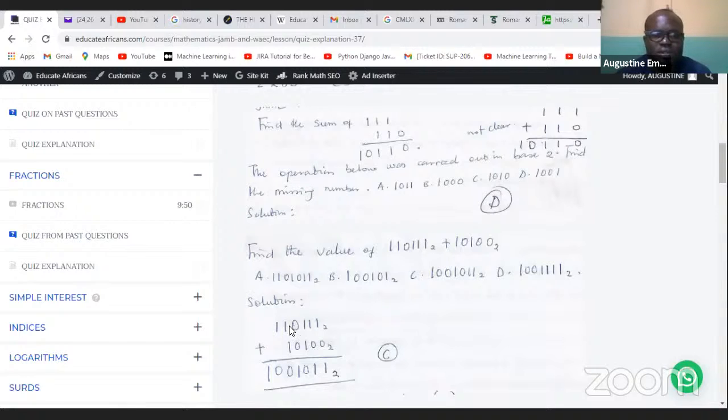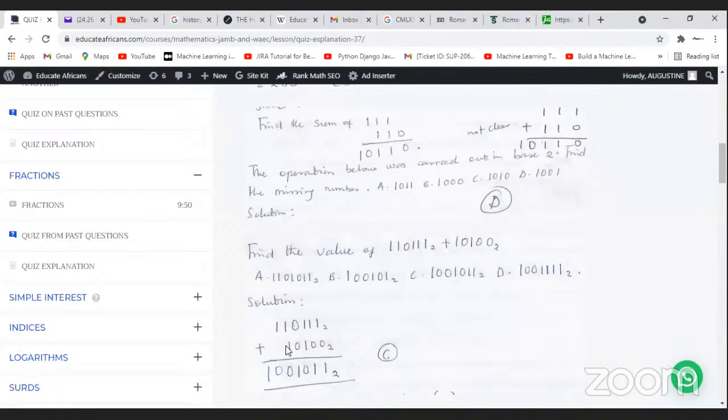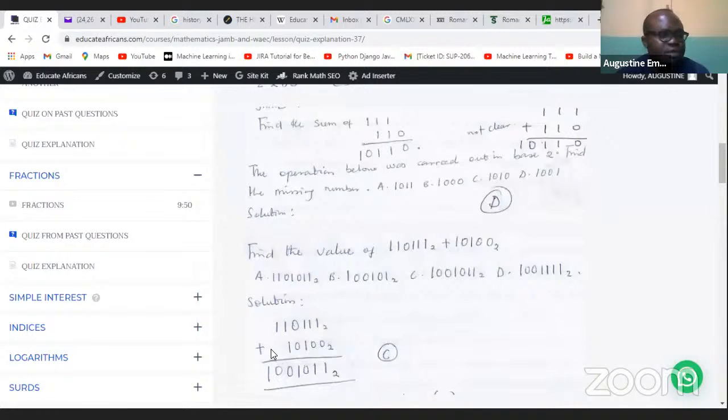So that is what you also do here. 1 plus another 1 can only have 0, remainder 1. So you carry that one, you put here. So this one becomes 2 again. So you have 0, remainder 1, then you put the 1 over here.